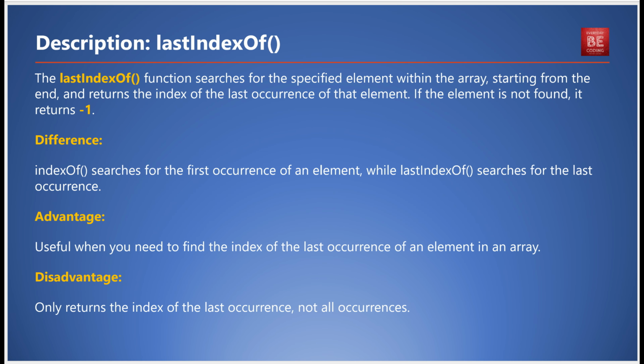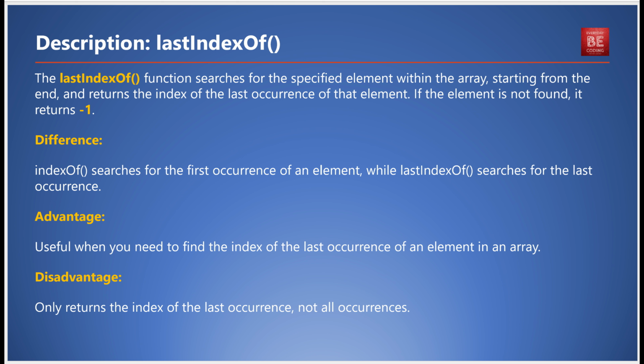The key difference is that when the fromIndex is omitted, the search starts from the end of the array, not the beginning. So the lastIndexOf function begins scanning the array from the end and returns the index of the last occurrence of the element you're searching for. If the element is not found, it returns -1. It's especially useful when you need to find the index of the last occurrence of an element in an array.